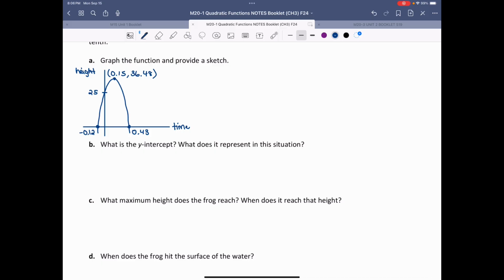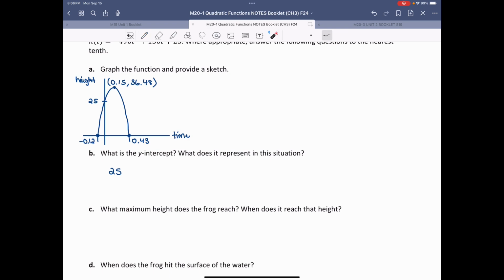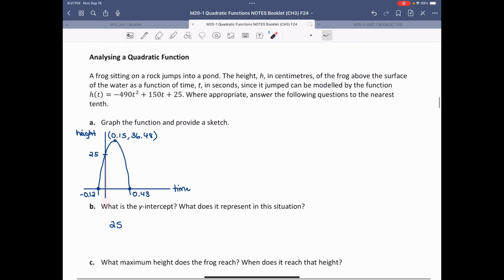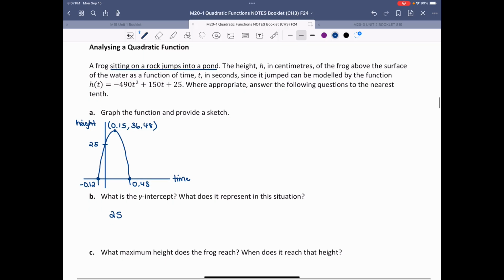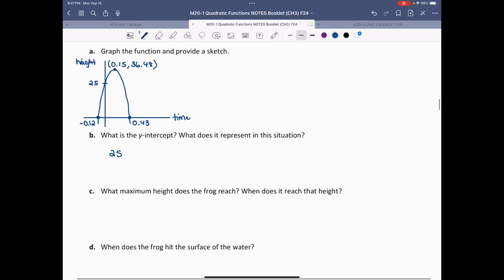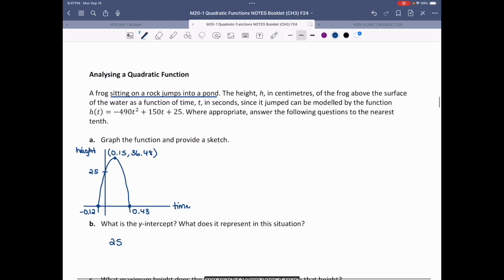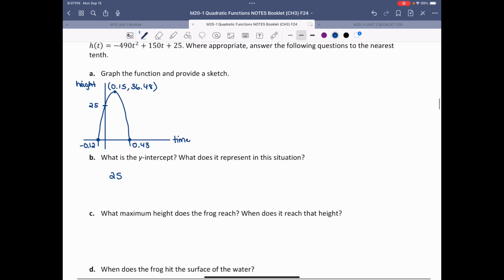Part B, what is the y-intercept and what does it represent in this situation? So we said that the y-intercept was 25. What does it represent in this situation? Well, at the y-intercept, the time is 0. So this is the height of the frog at time 0. Remember, the frog is sitting on a rock, right? A frog sitting on a rock jumps into a pond. So the height of the frog at the initial time when it's sitting on the rock is 25. What units is it? 25 centimeters, okay?